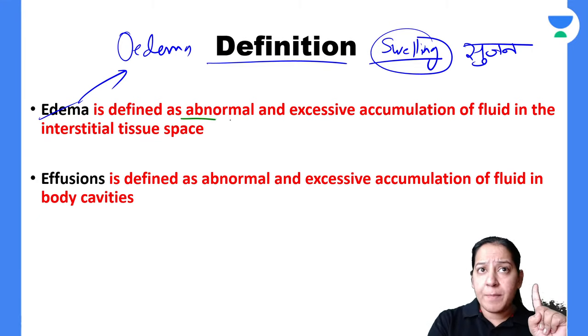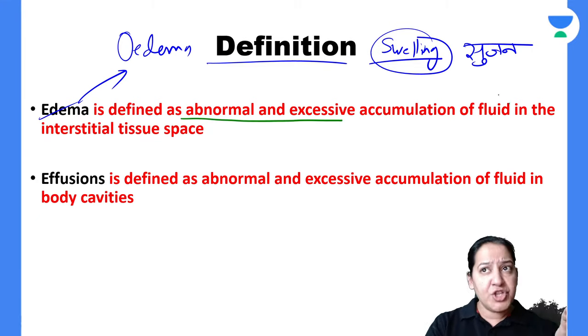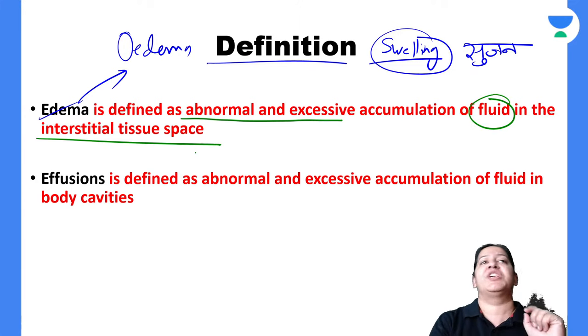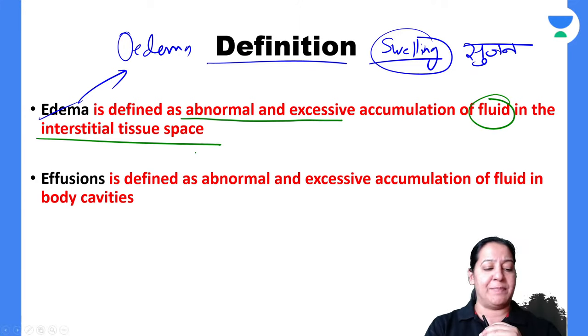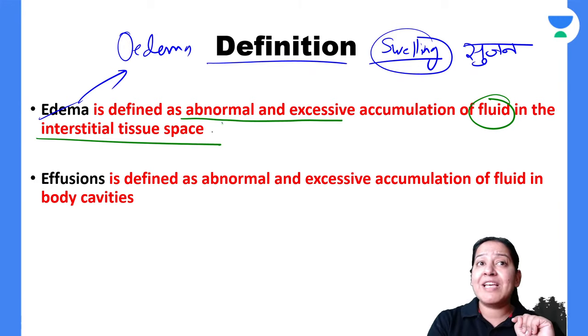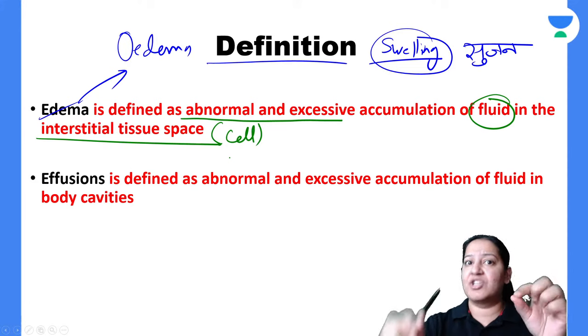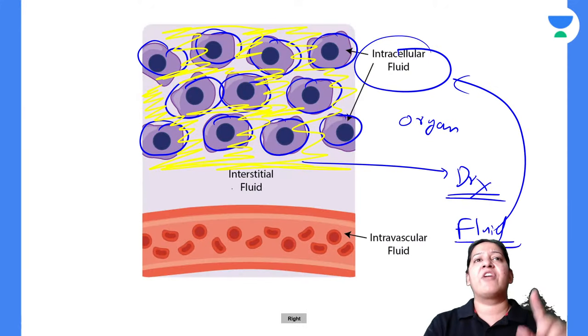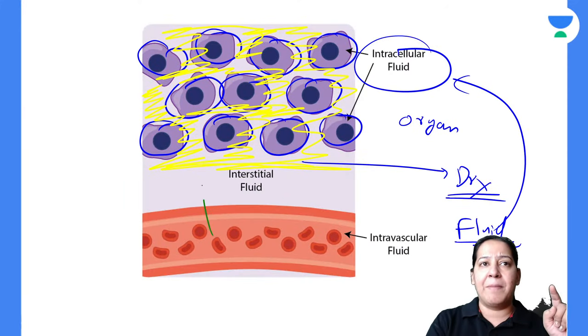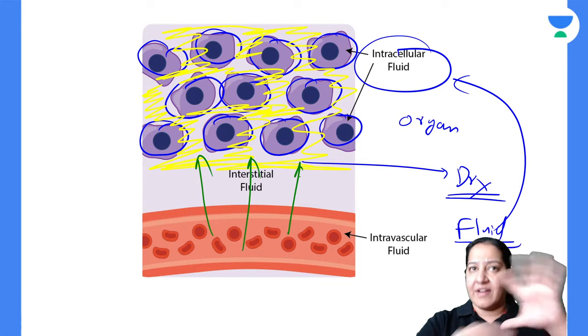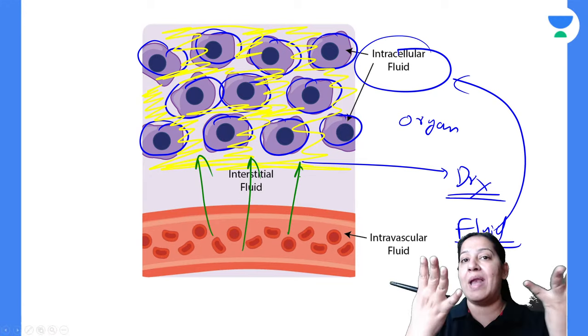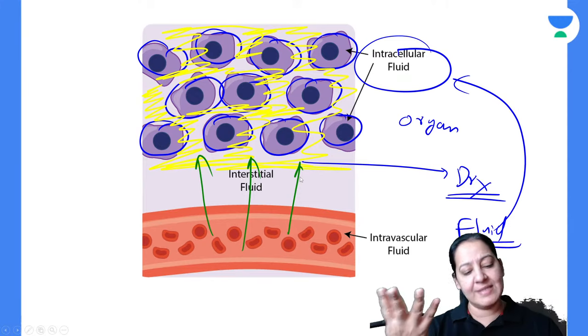It is abnormal and excessive accumulation of fluid. Where? In the interstitial space. You got the meaning of the interstitial space. Interstitial space is the space between adjacent cells. You can see in the diagram, if fluid is coming from the blood and getting accumulated in this space, the organ will swell, the part will swell, and that is known as edema.